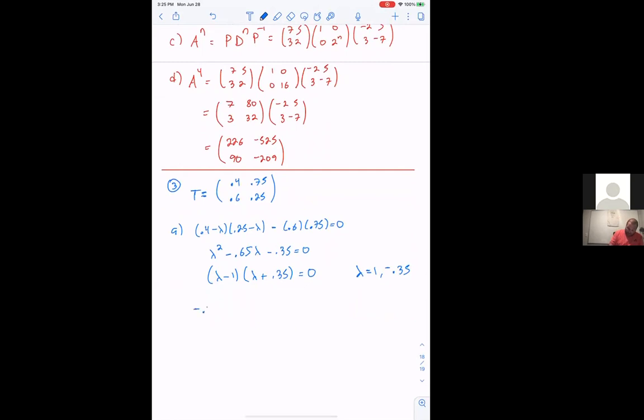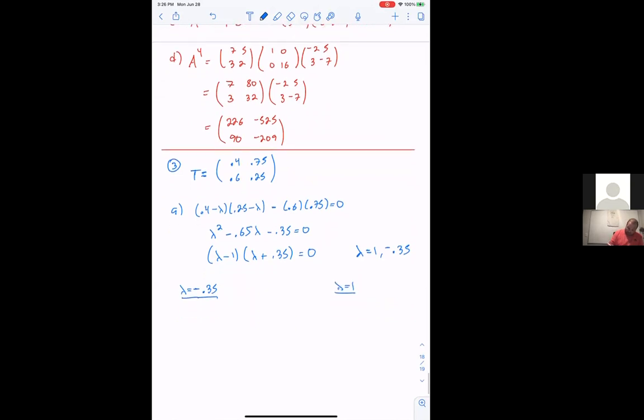Now, of course, we need our eigenvectors. So we need lambda equals negative 0.35 and lambda equals 1. So 0.4 minus negative 0.35 is 0.75, 0.75, 0.6, 0.6, x y equals 0, 0. This is just 1, negative 1. And lambda equals 1 is negative 0.6, 0.75, positive 0.6, negative 0.75, x, y gives me 0, 0.